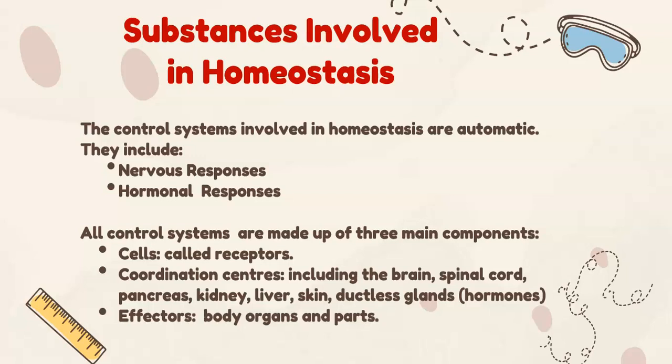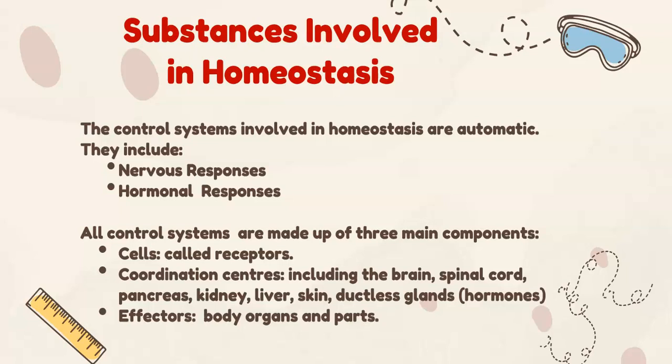Now, all control systems involved in homeostasis are made up of three main components. At the beginning of the system are the cells, which are the receptors. These are responsible for detecting the change and detecting the deviation from the norm.